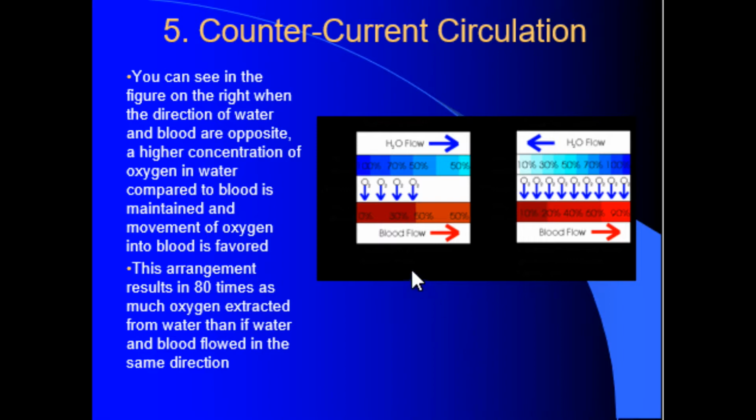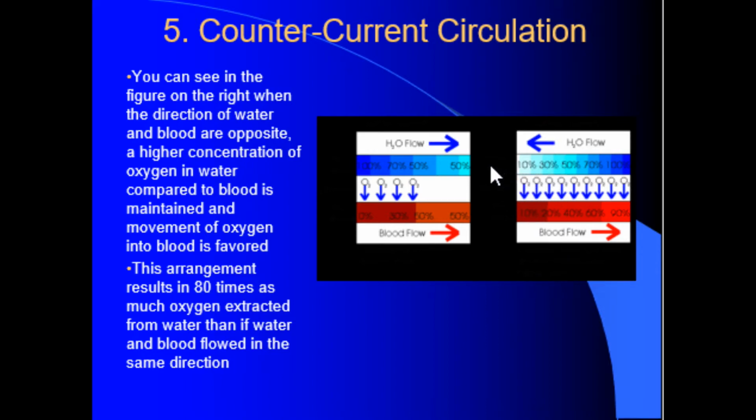If you can see this, this is where they're going in the same direction. This is what happens. This is high. This is low. Pretty soon you have this equilibrium where there's not going to be much oxygen that's taken out of the water. With a countercurrent situation, the blood comes in low, the water leaves low, but the 10 might be over here and 10 in the blood. You know, these aren't going to line up exactly.